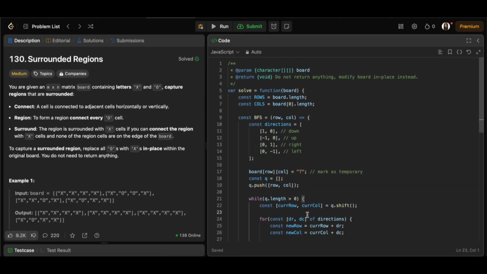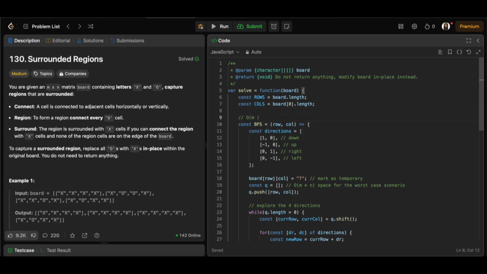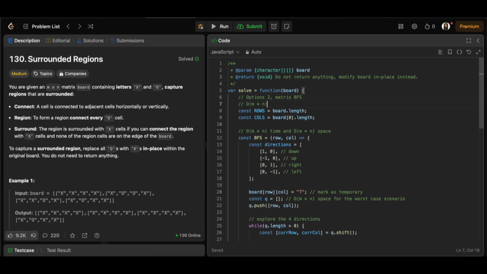Then this one is to explore the 4 directions, right? Then this one O(m multiplied by n) space for the worst case scenario. O(m multiplied by n) time. O(m multiplied by n) space. So overall for this, option 2 matrix BFS is O(m multiplied by n) time, O(m multiplied by n) space.